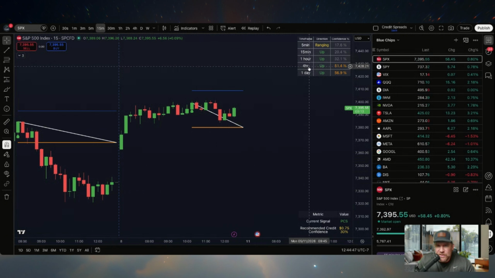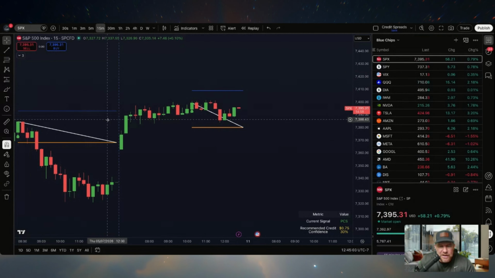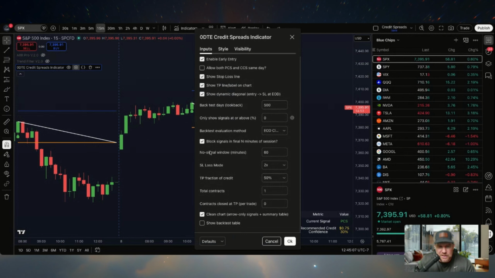Again, we have our trend filter here. I like to look at my trend filter before I enter a trade, and I see that the trend is going up, so I'm only going to play plays that are bullish to go with that trend. For this video, we'll just hide that for right now so you can see all the cool features that the credit spread indicator does.